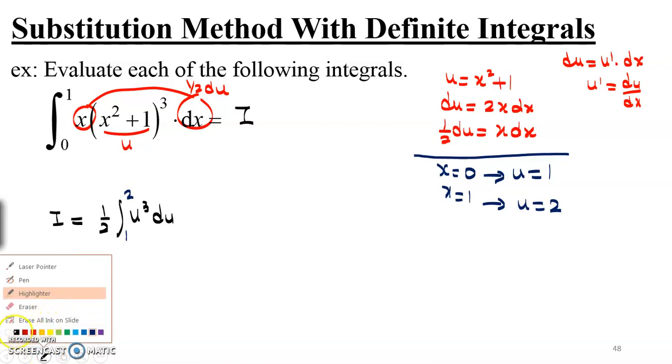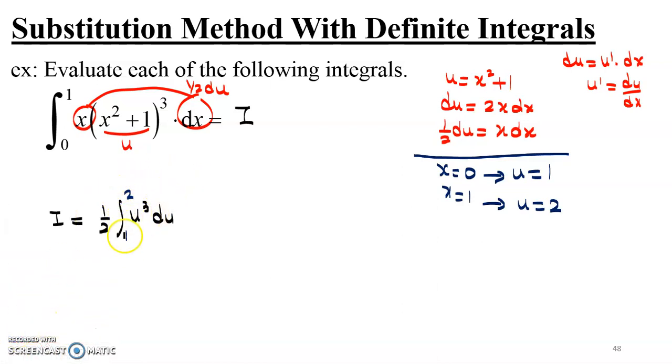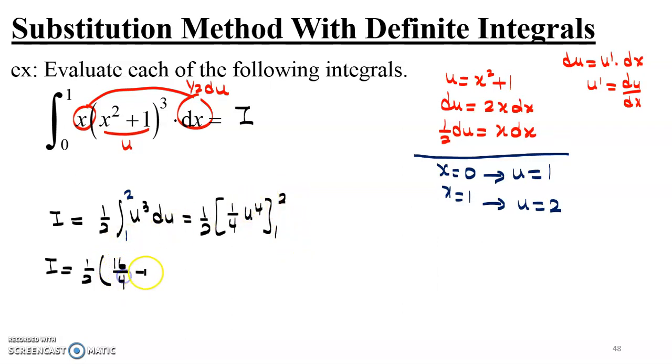So now I'd evaluate the definite integral between 1 and 2. That would be half times an antiderivative of u cubed, which is 1 over 4 u to the 4, between 1 and 2. So I would in fact have half times, now 2 to the 4, upper bound, minus lower bound. 2 to the 4 is 16, so that is 16 over 4 minus, at the lower bound, 1 over 4. So that is a half times 15 over 4, so that leaves me with 15 over 8.